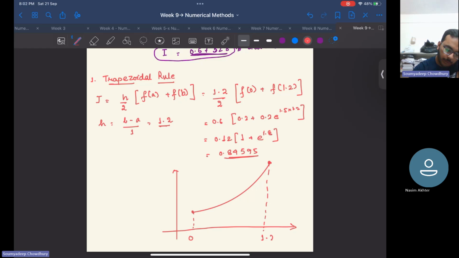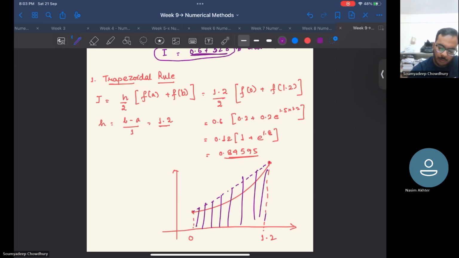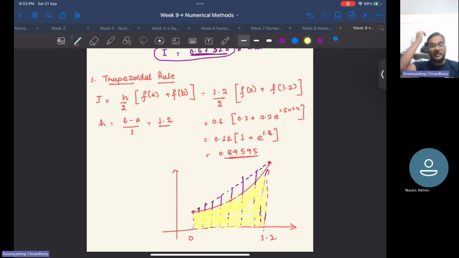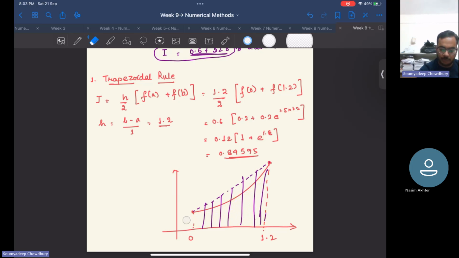What we are doing here is we are just approximating it by a straight line, and we are finding this area, right? Whereas what is the actual area? The actual area is only this area, only the lower area, not the upper one. But since we are approximating it by a straight line, we are overestimating the area. So this is actual.